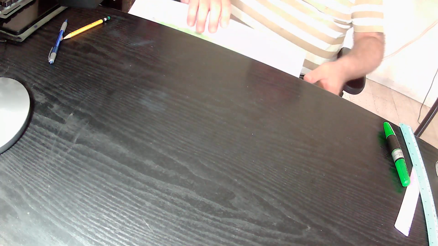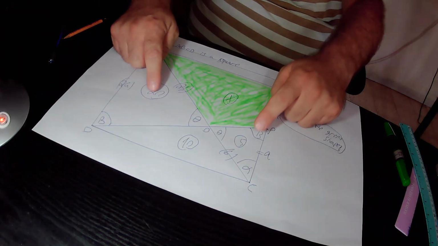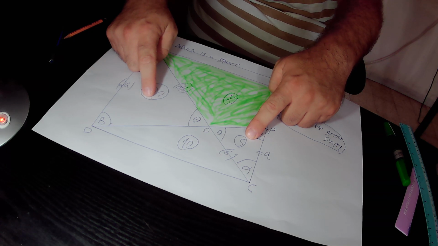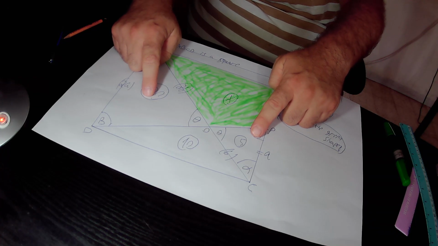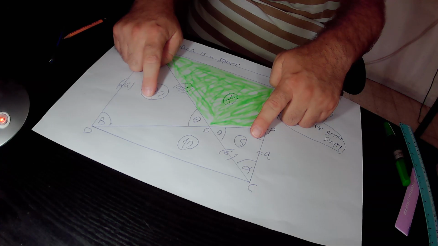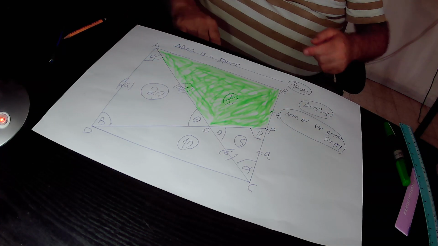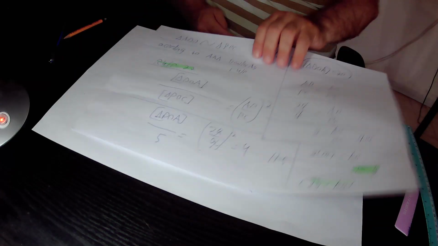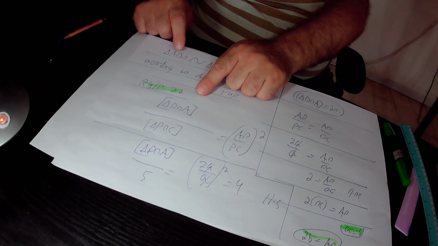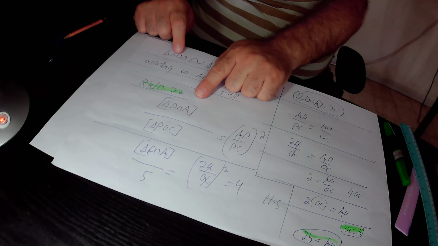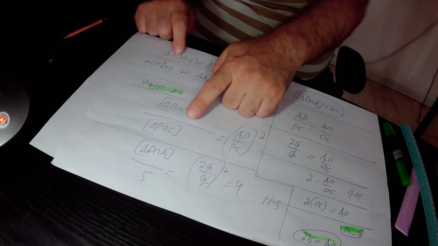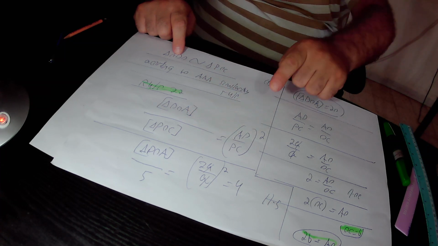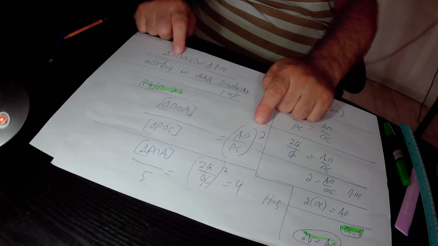Why? Because we found out that those two triangles are similar to each other according to the angle similarity rule. And therefore, according to rule 22, the ratio between their areas must be equal to the square of the ratio between their corresponding sides. That is to say, the ratio between the area of triangle DOA and the area of triangle POC is equal to the square of the ratio between their corresponding sides.